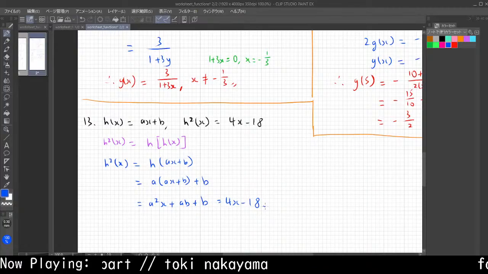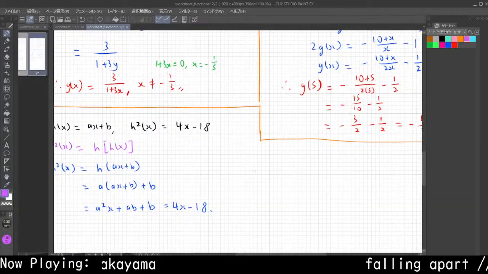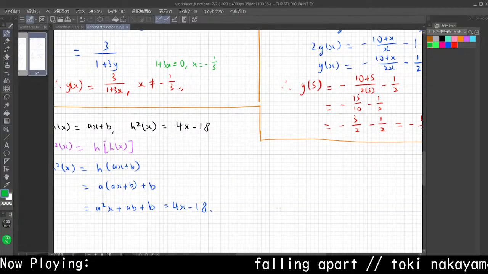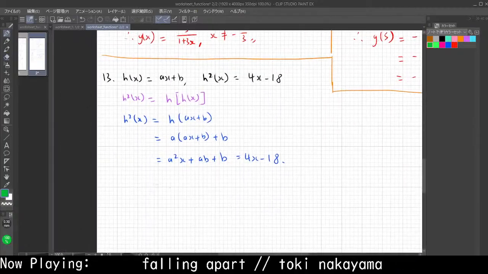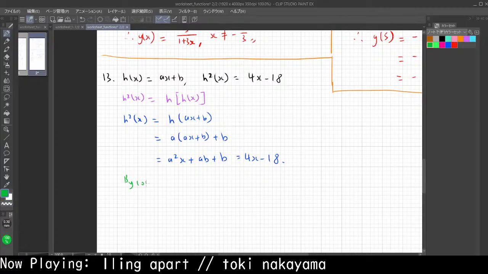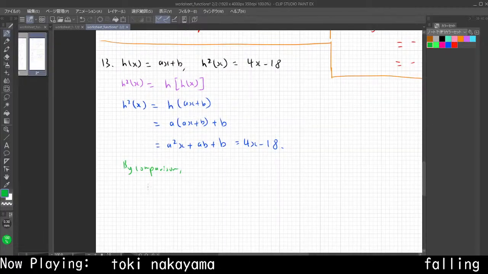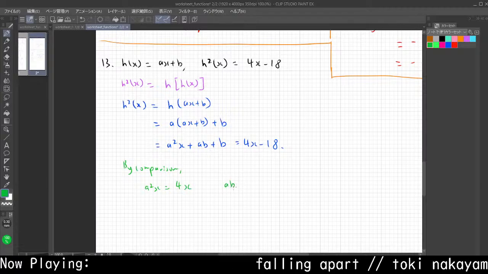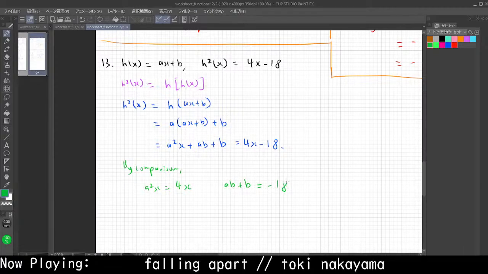To find a and b, you can compare and contrast. So let me just put this on the side over here. By comparison, a squared x, the x terms, will be compared with 4x. The non-x terms, ab plus b, will be compared with negative 18.